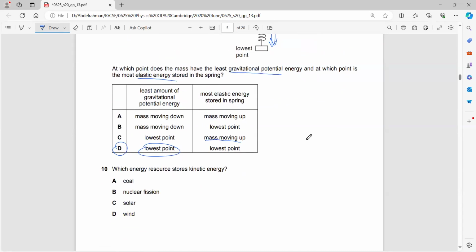Which energy resource stores kinetic energy? Coal? No. Nuclear fission? Nope. Solar? Definitely the wind, because the wind is moving.